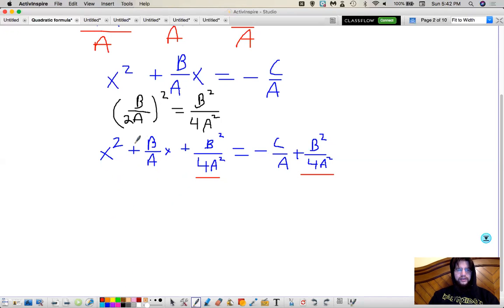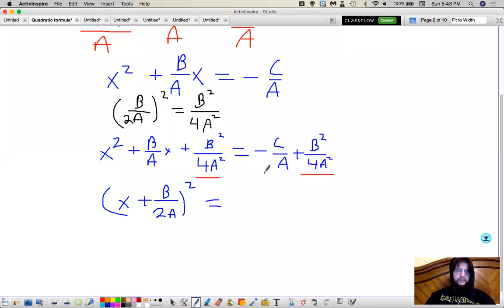Now we need to factor the left side and combine these two terms on the right. To add fractions, we have to have a like denominator, right? We're going to take care of that. The left side is really easy to factor. It's a perfect square trinomial, because we completed the square, so we know that's true. It's x plus half of this term, squared.